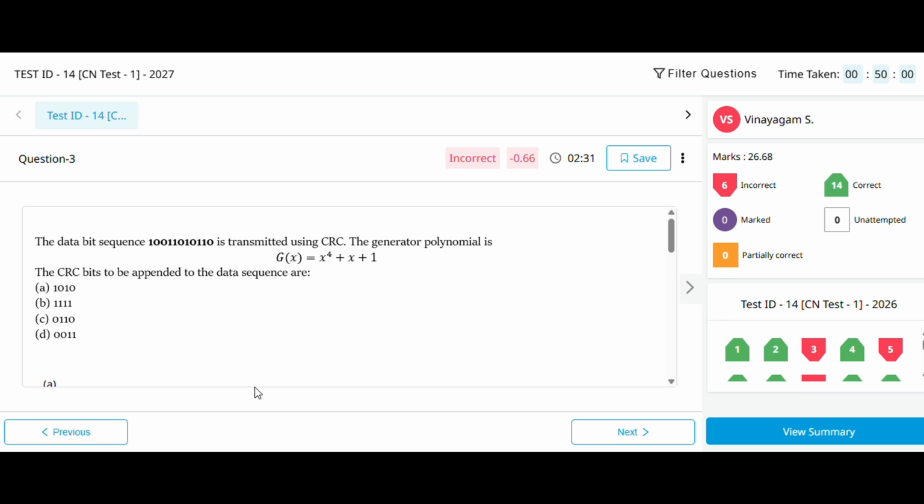That is all for the first test. The next test is CN Test 2. In this test, I made many mistakes. I got 19.68 out of 40 overall, which is a below average score.